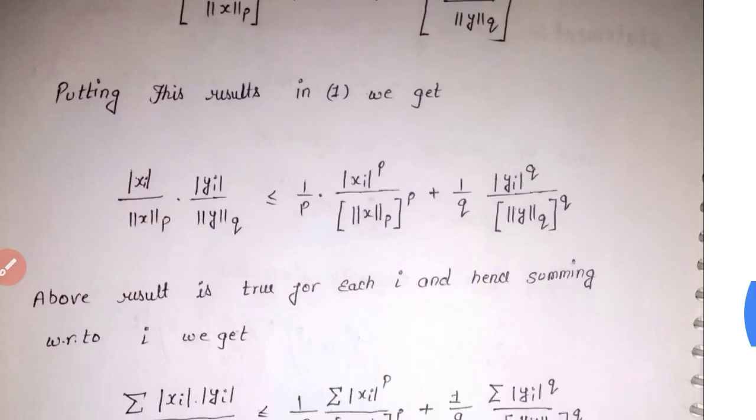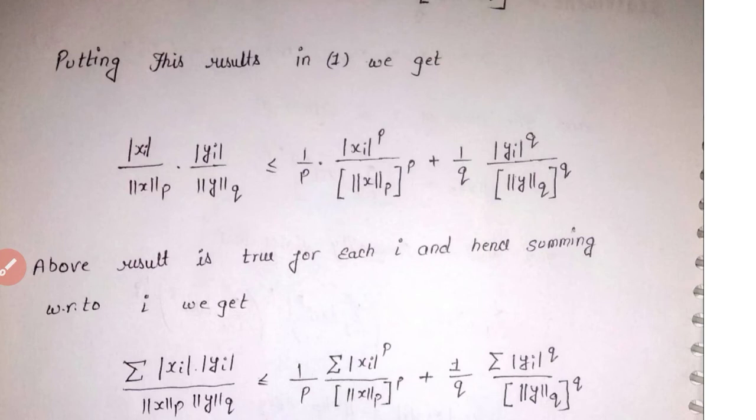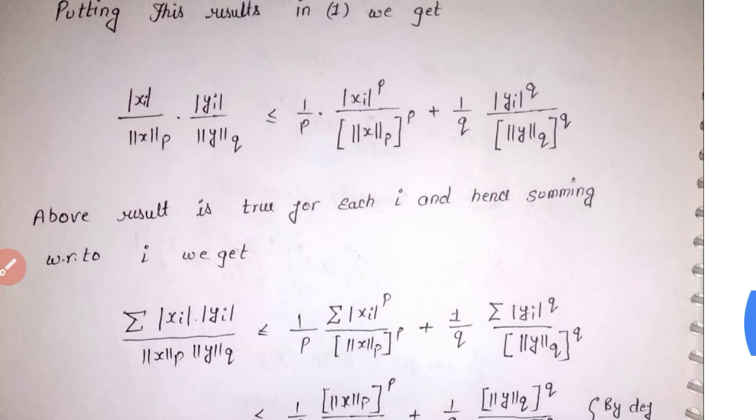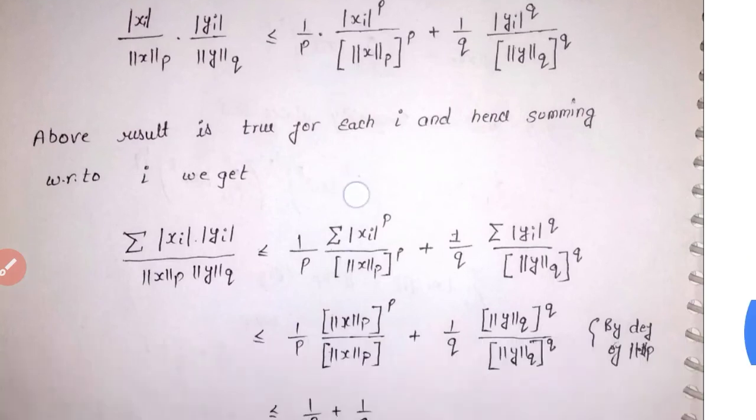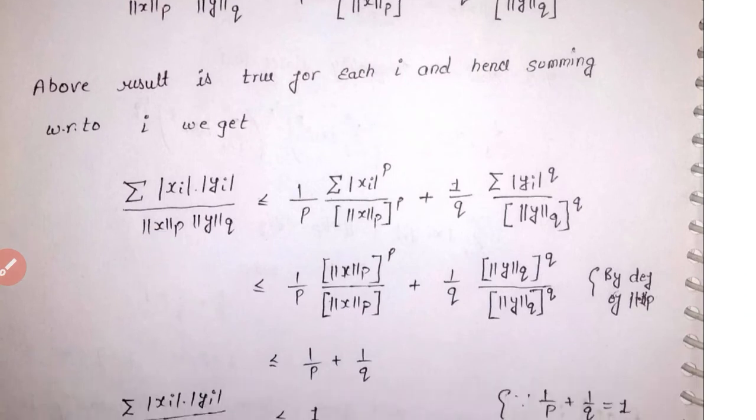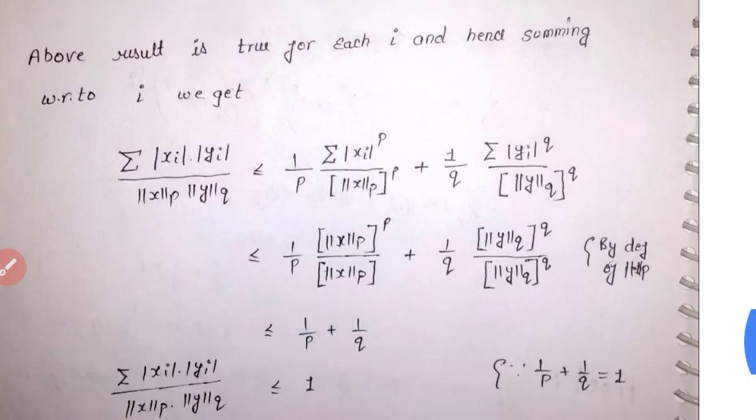Now the above result is true for each i, and hence we sum with respect to i, since the variation of i is the same in the whole equation. That's why we can take the summation on both sides. Here the summation is not written as i equal to 1 to n, but it is understood that the variation of i is from 1 to n, because we have taken the elements from n-tuples. So the variation of i will obviously be from 1 to n.